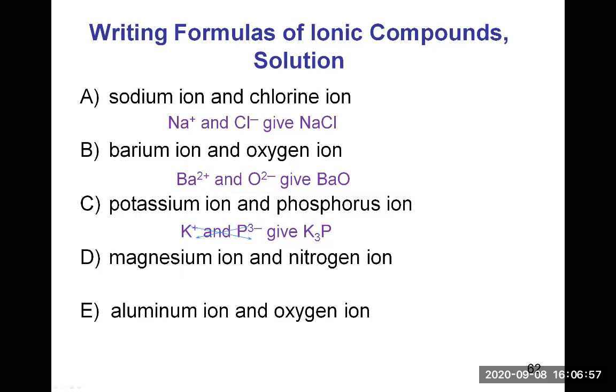Let's look at magnesium and nitrogen ions. Magnesium is found in group 2A. It's an alkaline earth metal. Group 2A, which means it's going to be a 2+ ion because it's a metal from group 2A. Nitrogen is a non-metal found in group 5A on the right side of the periodic table. 5 minus 8 is negative 3.